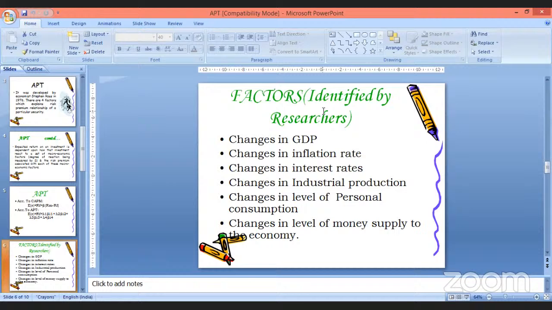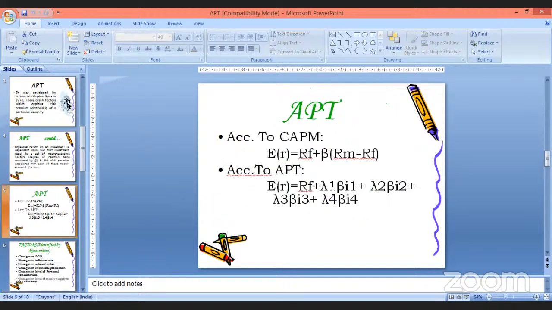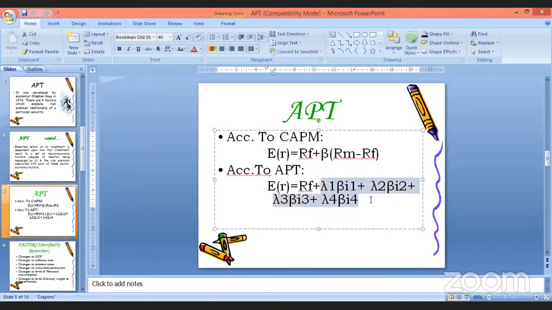These are the macroeconomic factors identified by various researchers. So when it is identified by various researchers out of n macroeconomic factors, Stephen Ross considered only any 4 which can influence the risk of the security. Is it clear? Out of n number of macroeconomic factors, how many factors did Stephen Ross consider in order to determine APT? 4, sir. 4.